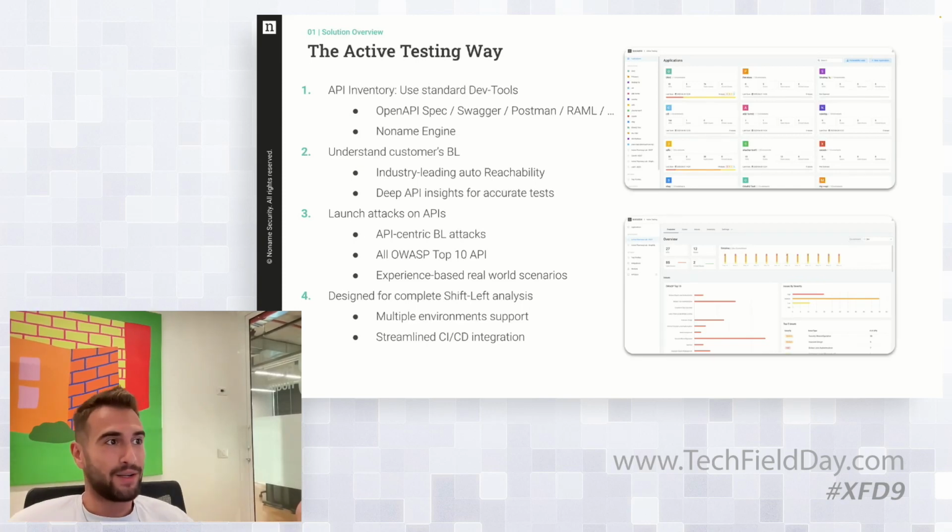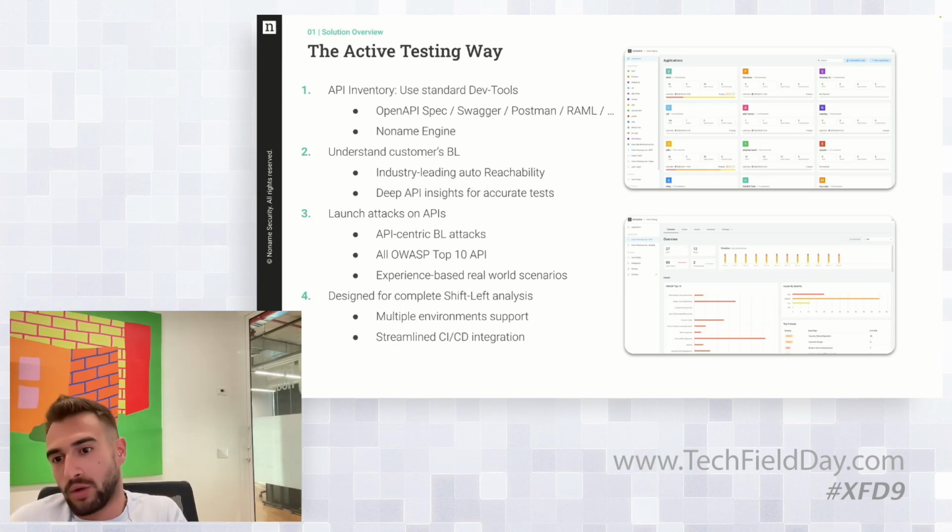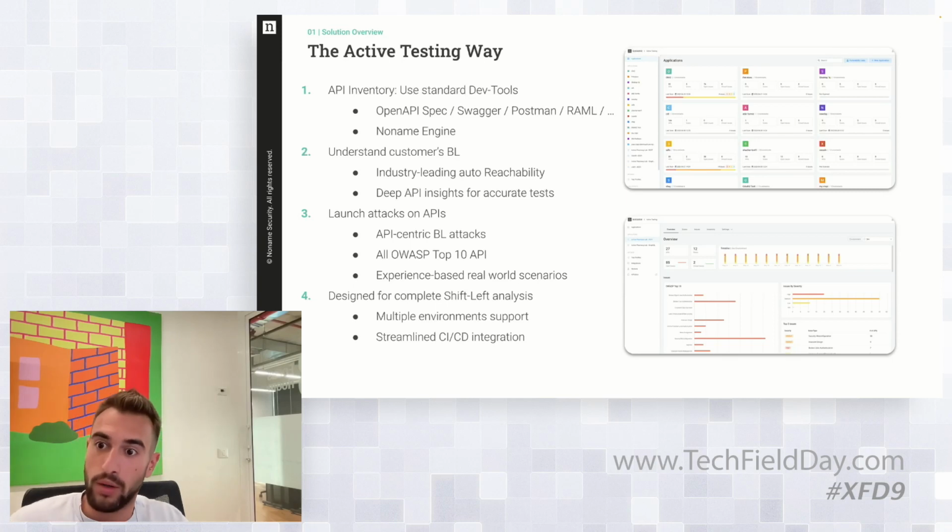So let's talk about the active testing way just before jumping to the demo. We start with an API inventory. The API inventory is filled by standard development tools. As we've said, OpenAPI specs, Swagger files, Postman collections, RAML files, everything that you can imagine, even a list of curl commands. If you don't have them while developing your APIs, you can always utilize the Noname core solution, the traffic monitoring component, to attach yourself to a certain pre-production environment that you want to test and extract the OpenAPI specs from there.